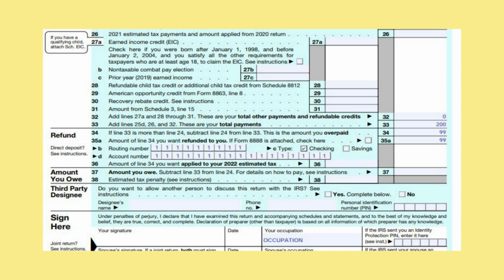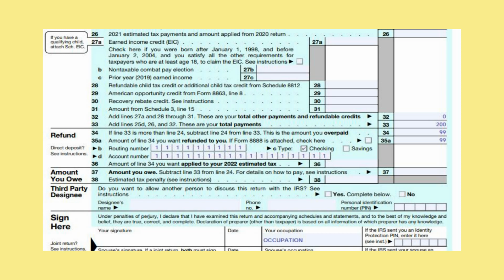If you have an overpayment, put that on line 34. In this example, it is $99. Since you'd want that refunded to you, put that on line 35A. If you want it directly deposited into your bank account, check the type of account that you have on line 35C and fill out the routing and account information on lines 35B and D.